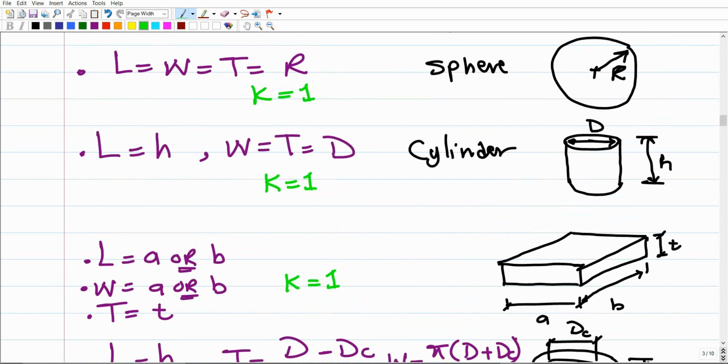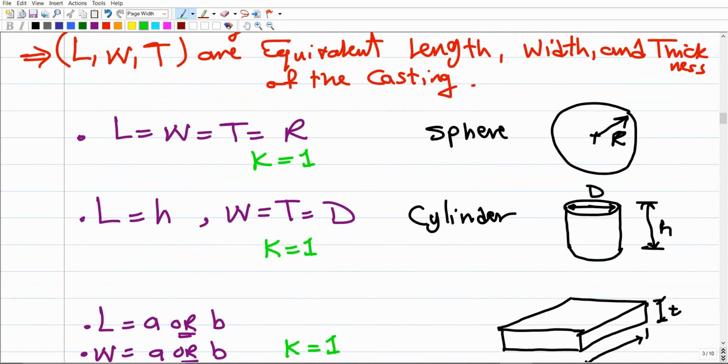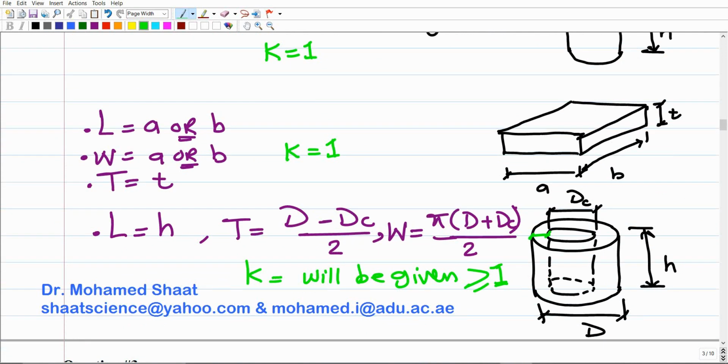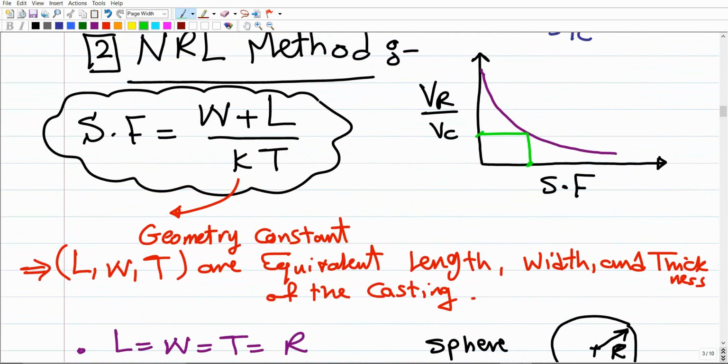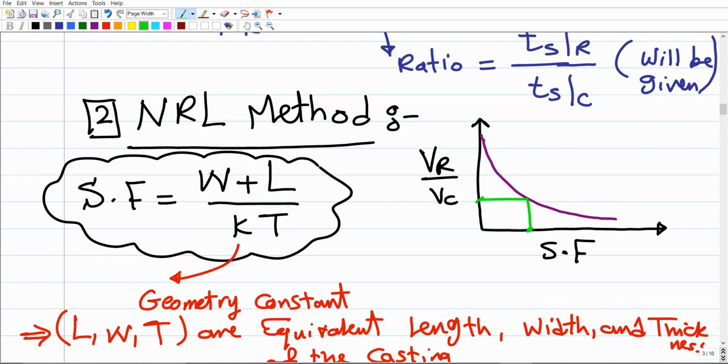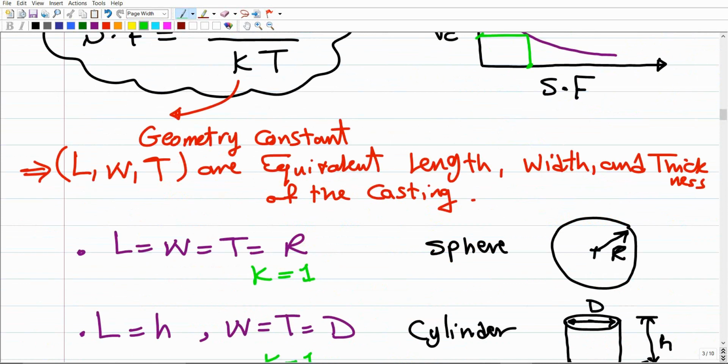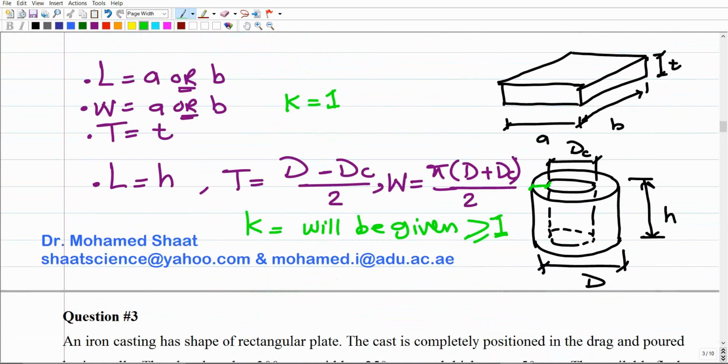So this is how we can calculate the shape factor, and these are the main shapes that we're going to consider for the castings. Your objective is just to calculate the shape factor depending on the given shape of the casting. Then you're going to use this figure to end up with the ratio VR over VC to come up with the dimensions or the volume of the casting. This is according to the Naval Research Lab.